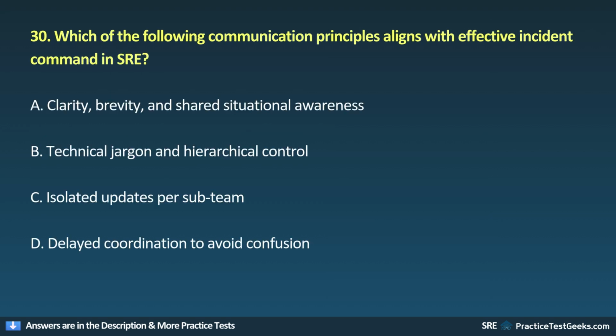30. Which of the following communication principles aligns with effective incident command in SRE? A. Clarity, brevity, and shared situational awareness. B. Technical jargon and hierarchical control. C. Isolated updates per subteam. D. Delayed coordination to avoid confusion.